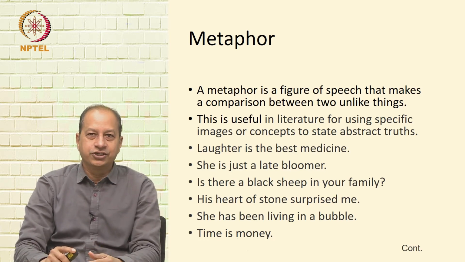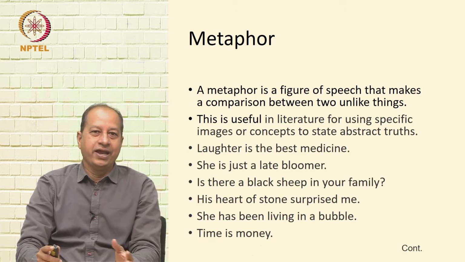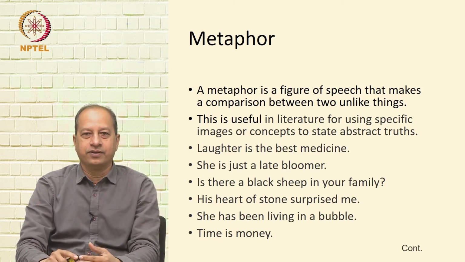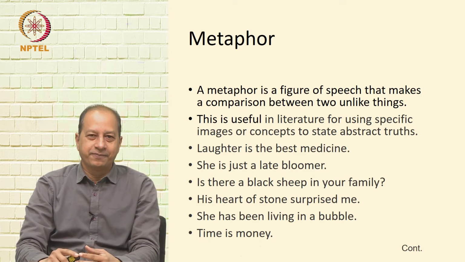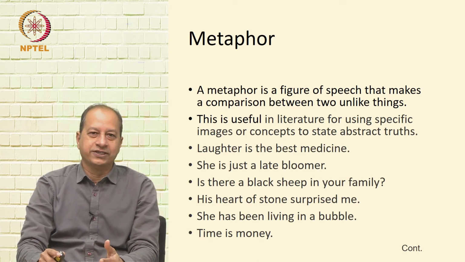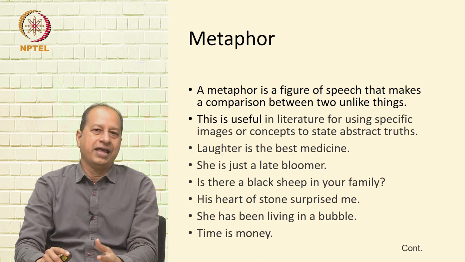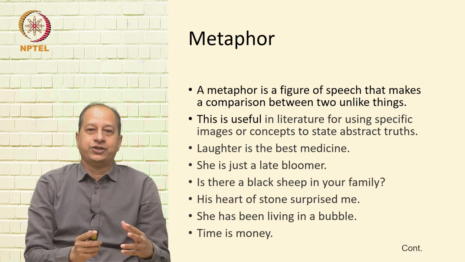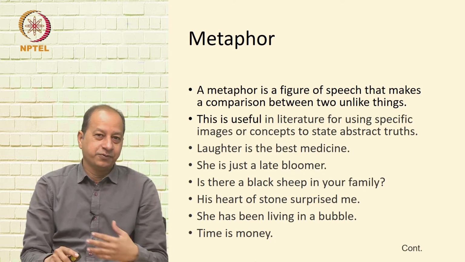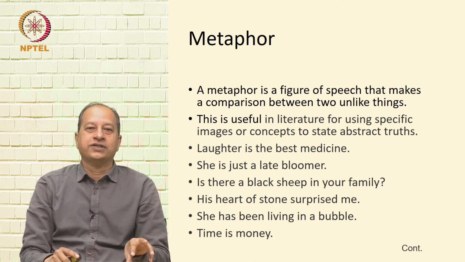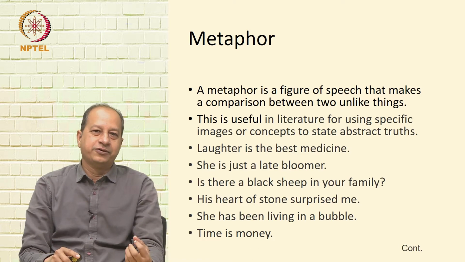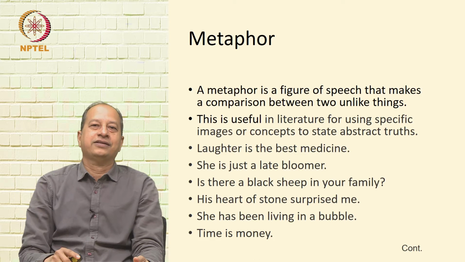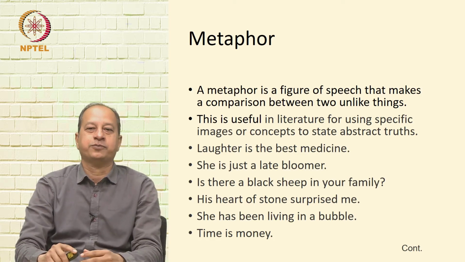Is there a black sheep in your family? We have come across this phrase black sheep many a time. Black sheep, an unwanted person. Is there a black sheep in your family? So a black sheep is an unwanted person. So if there is an unwanted person in a family, the person is compared to a black sheep. And then, his heart of stone surprised me.